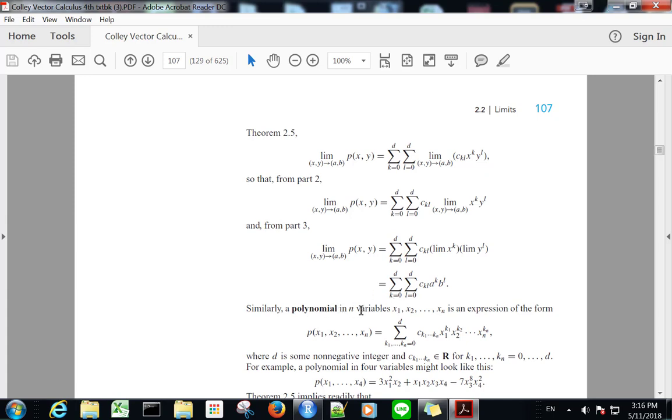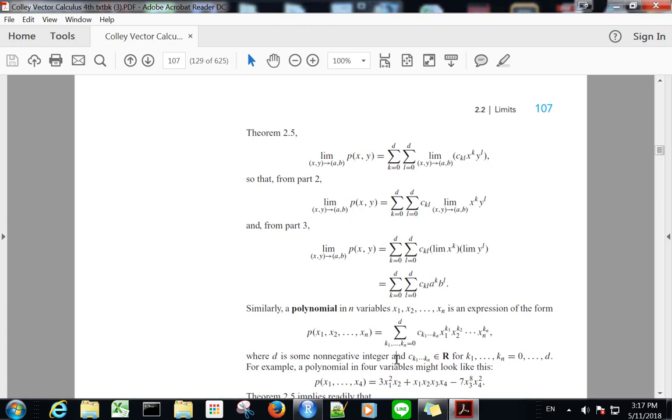So now, this was a polynomial for just two variables, and here we're talking about a polynomial in n variables. This is the definition. Here we had just two variables, so we had two sigmas. So this really means that you're going to have n sigma signs in here to work with. So it's kind of messy.